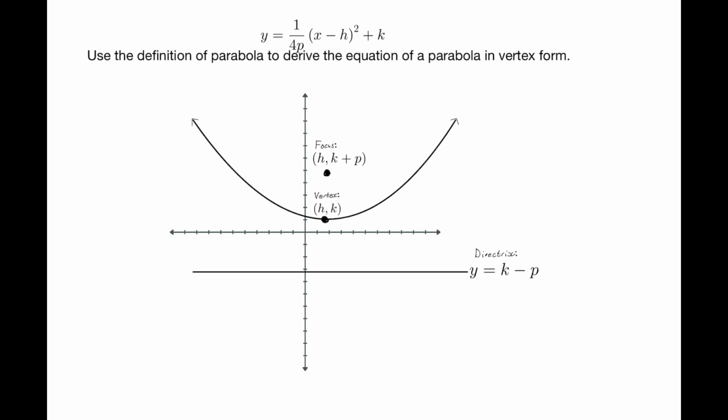The definition of a parabola is all of the points that are equidistant from a set line, the directrix, and a focus. So this and this should be equal distance. So what we're going to do to make this happen, we're going to pick a random point on our parabola right here, and we'll call it (x, y).